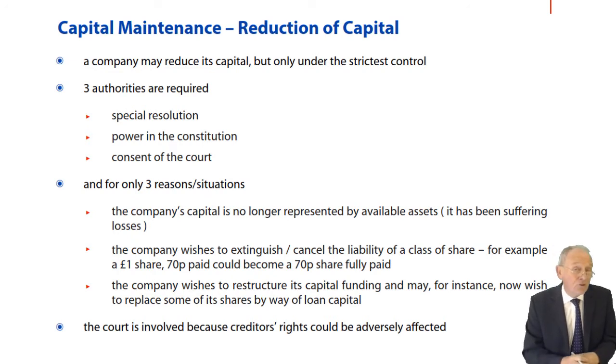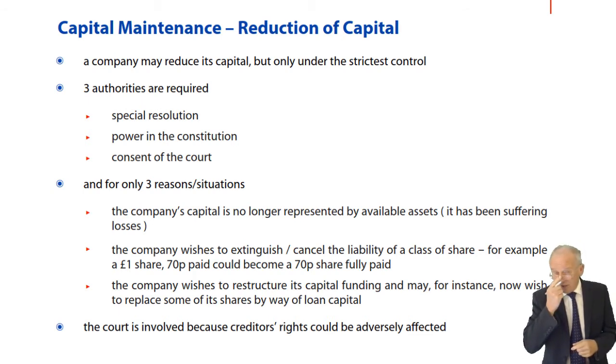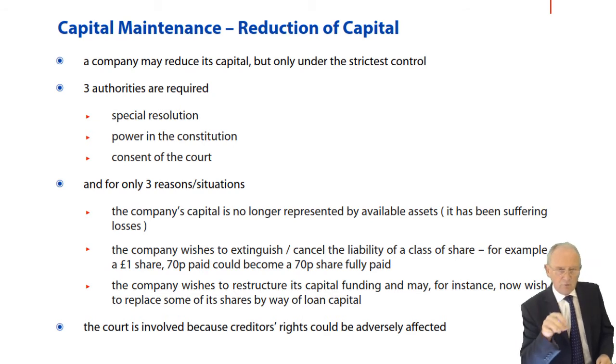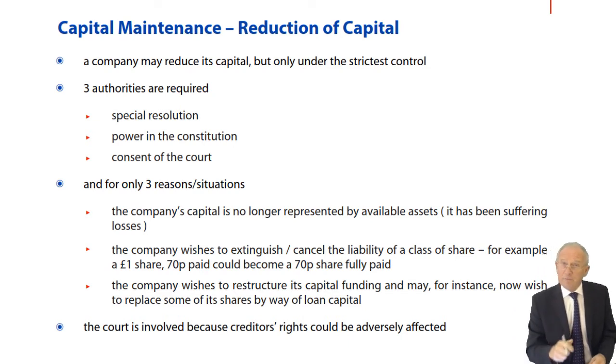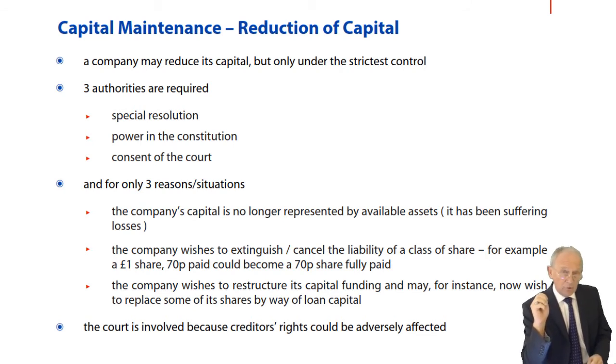And then finally, consent of the court. The reason we need consent of the court is because, particularly in one of the three ways in which we might want to reduce, we are potentially depriving the future creditors and payables of funds which would otherwise have been available to them in the event of a liquidation. So the court has to be satisfied that the creditors are going to be protected and will be paid in full. Now we need these three authorities: special resolution, power in the Constitution, and court authority.